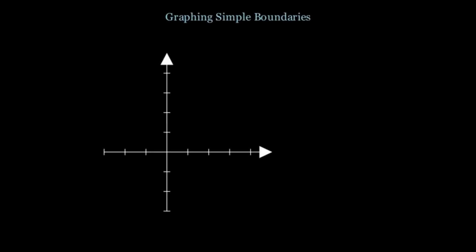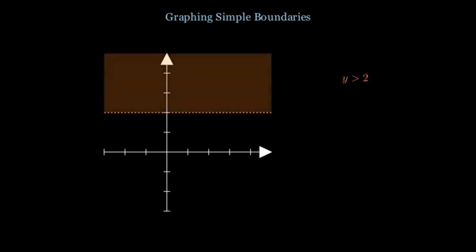Let's start with two simple examples. First, y is greater than 2. The boundary is y equals 2. Because the inequality is strict, we draw a dashed horizontal line. But we're not finished. The inequality says y is greater than 2. So we shade the region above the line.